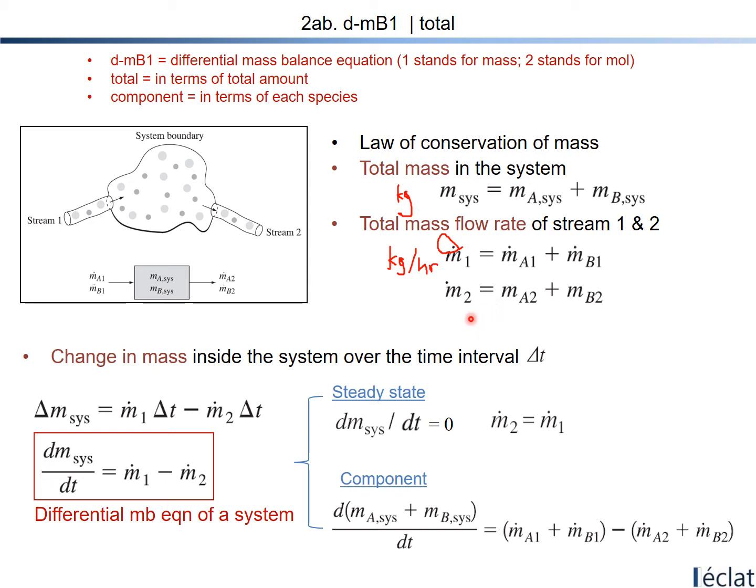How about stream 2, or output? The total mass flow rate of stream 2 is equal to, of course, component A and component B. Of course, you should put the dot on the m. That is a typo, so it should have a dot like that.